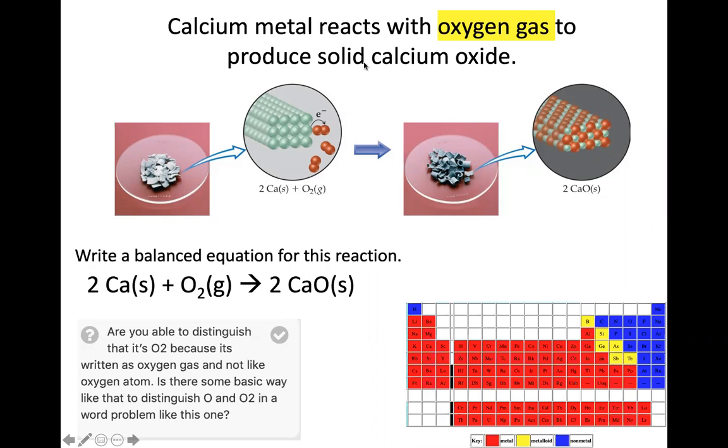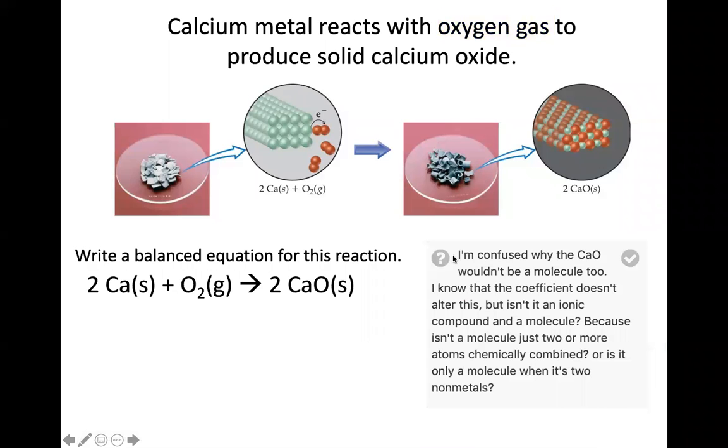Second here, it says it's producing solid calcium oxide. This student's comment: I'm confused why the CaO wouldn't be a molecule too. Isn't it an ionic compound and a molecule? What's going on with that one? When I read calcium oxide, I'm thinking entirely an ionic compound, with calcium 2 plus and oxide 2 minus as the anion. I have subscripts of just 1 and 1 in the empirical formula because they combine 1 and 1. When I read calcium oxide, that's what's coming to mind.